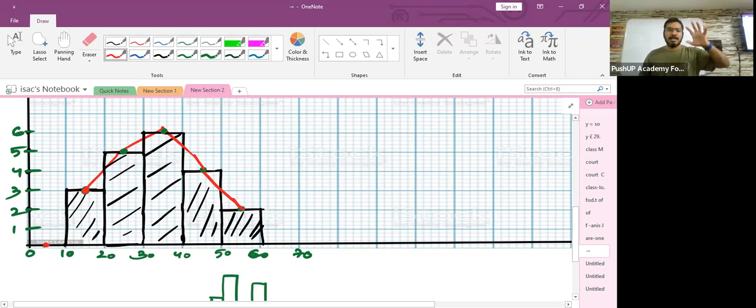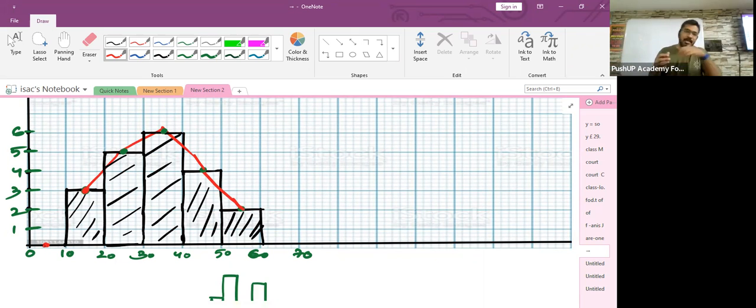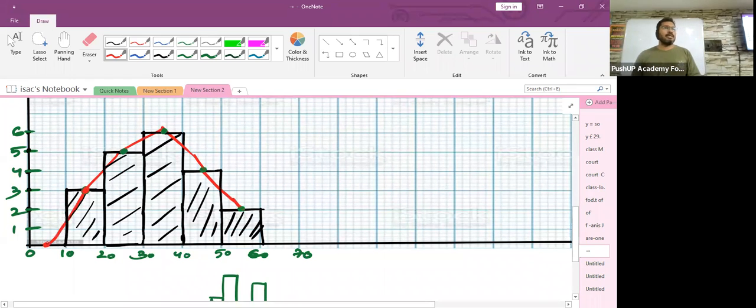What was the initial class interval from where we started our journey? It was 10 to 20. So what is the previous class interval to 10 to 20? It is 0 to 10. And where is the midpoint? It's over here. So just connect it to this midpoint.